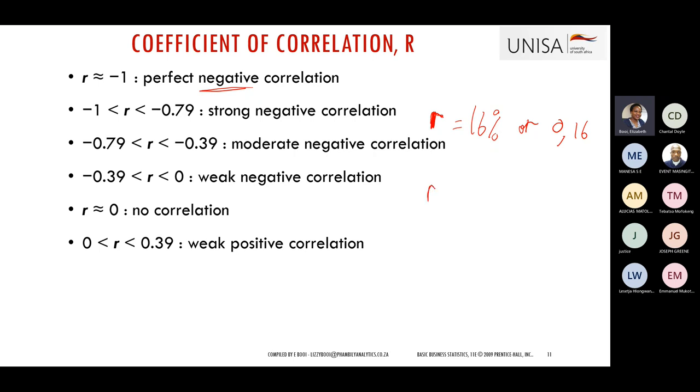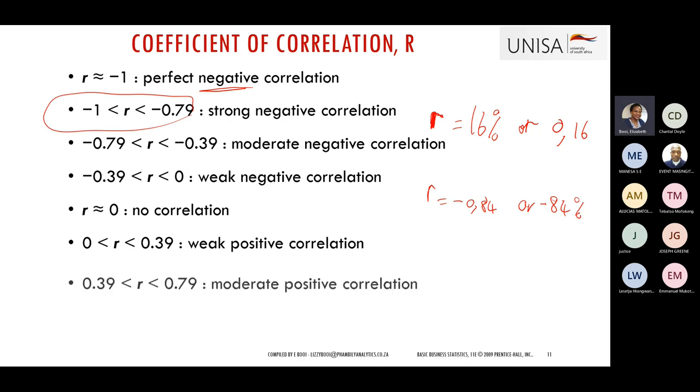What about when it is an R of negative 0.84? Or we can say it is negative 84%. What type of relationship will that be? A strong negative correlation. It will be a strong negative correlation because it will be between negative 1 and negative 0.79.